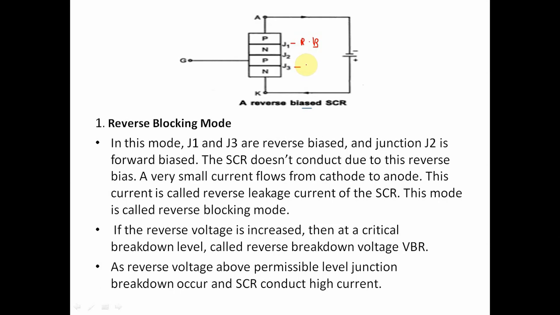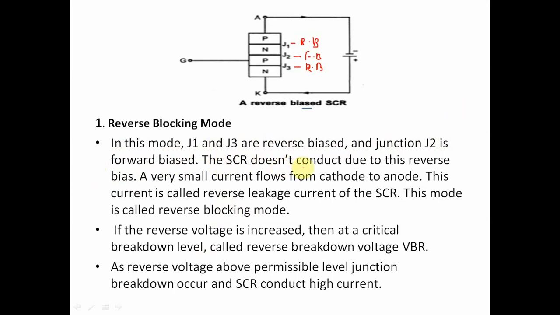Again, junction J3 is also reverse bias, and only the J2 junction is forward bias. Why is the J2 junction forward bias? The J2 junction is made up of this N and P. N is directly connected to the negative terminal of the battery, and the positive terminal of the battery is connected to P. So the J2 junction is forward bias. Look here, in this mode J1 and J3 are reverse bias and the junction J2 is forward bias.